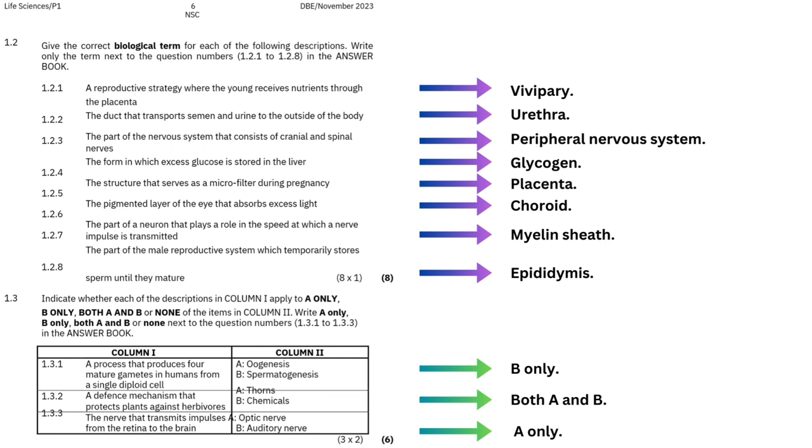1.3.2. A defense mechanism that protects plants against herbivores. Is it A, thorns, B, chemicals, both or none? The answer is both A and B, thorns and chemicals. 1.3.3. The nerve that transmits impulses from the retina to the brain. A, the optic nerve, or B, the auditory nerve. It's A only, the optic nerve.